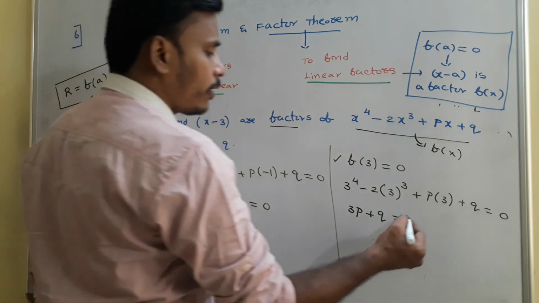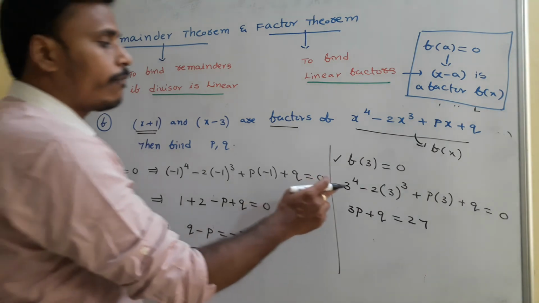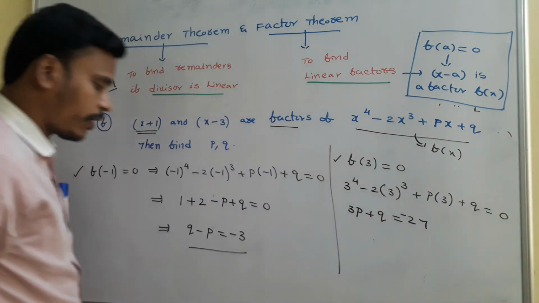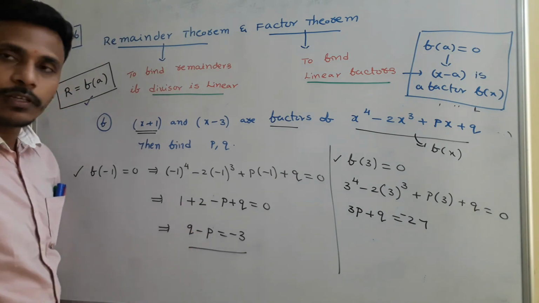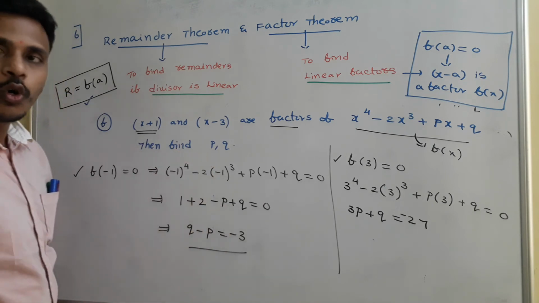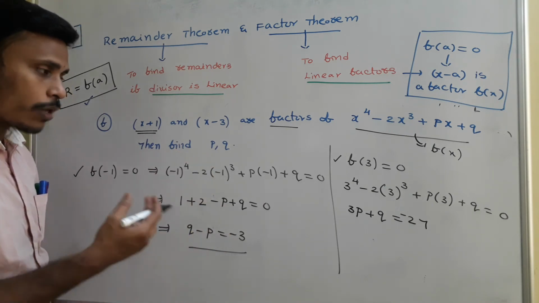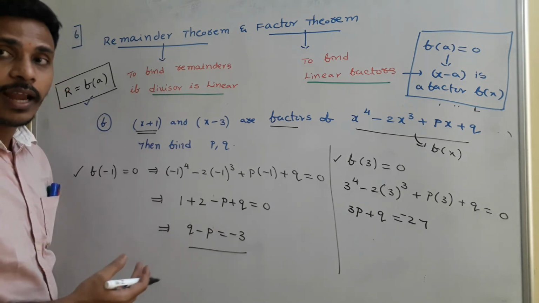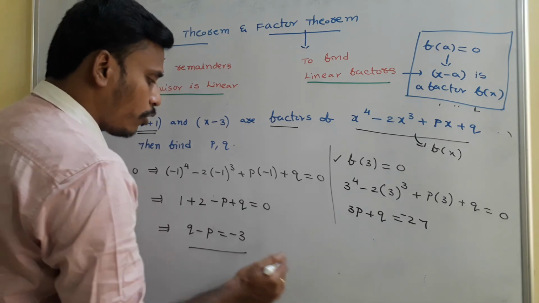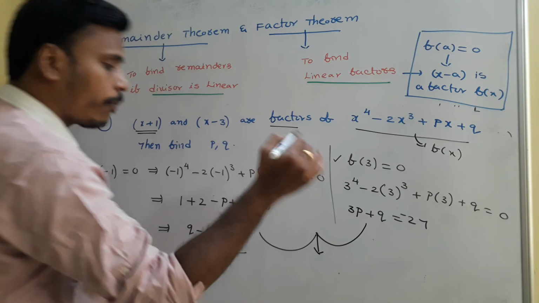So 3p plus q equals, this is 81 minus 54, maybe 27, right? 54 and 27. So 81 minus 54, when you take it to that side, it becomes minus 27. So q minus p is minus 3, and 3p plus q is minus 27. Use these two to find the values of q as well as p. How to do it? Just do subtraction or you can go with addition. Think about it. What are the values of p and q from these two?